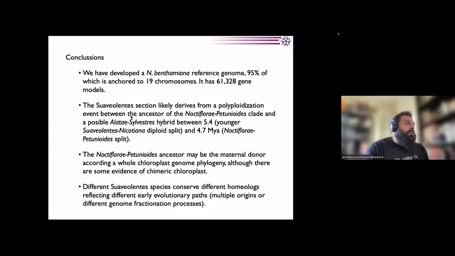And also, just looking into all these different trees, of course, we are still analyzing them, but we found that different Suaveolentes species conserve different homologs, reflecting maybe they have different early evolutionary paths. We still don't know. We want, of course, to complete that, but we still don't know.